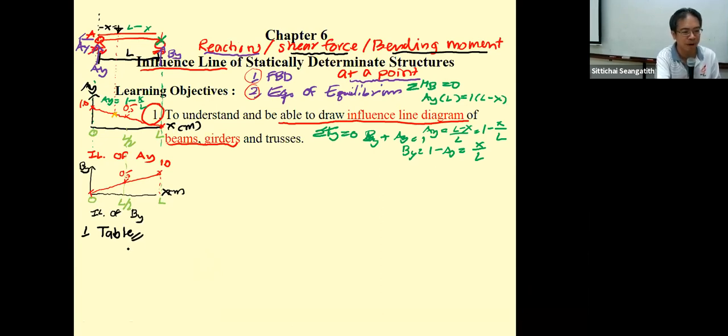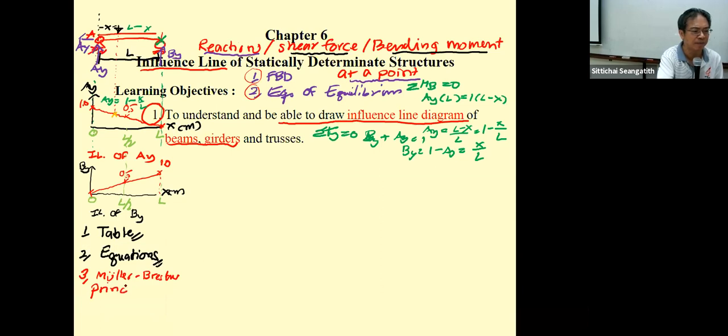This is very cumbersome. Okay, and the second one is better by what? By deriving the influence line equation. This one is better, but still not that convenient. And the last one is by a principle created by Professor Müller and Professor Breslau. We call this the Müller-Breslau principle. I will talk about this later.